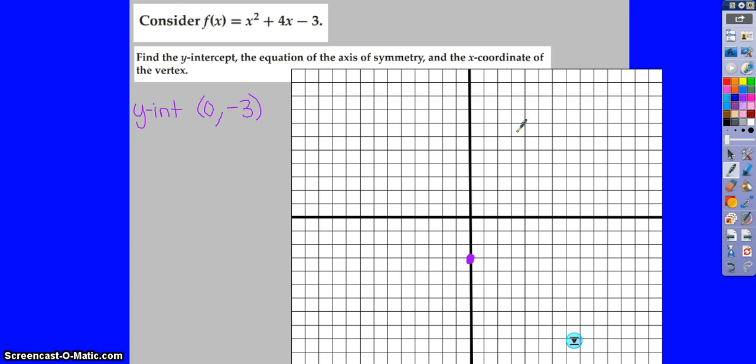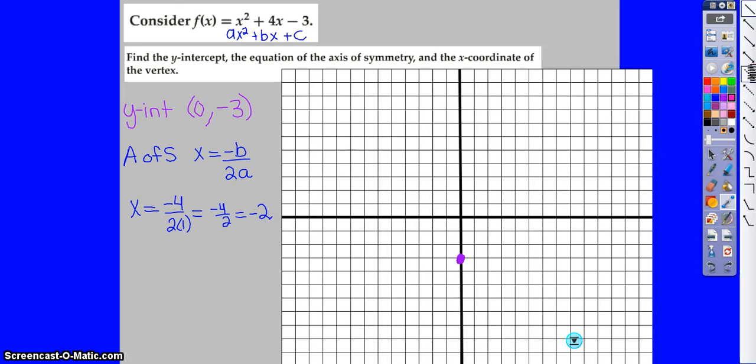The next thing, if we could find the axis of symmetry, that's going to help us out a lot. And so the axis of symmetry, I usually abbreviate AOS, is x equals negative b divided by 2 times a. Again, ax squared plus bx plus c is your standard form. And so b, in this example, is 4. I need the opposite of b. So that's going to be negative 4 divided by 2 times a, which in this example is 1. And so that's negative 4 divided by 2, which is negative 2. That means I have a vertical line. My axis of symmetry is at x equals negative 2.